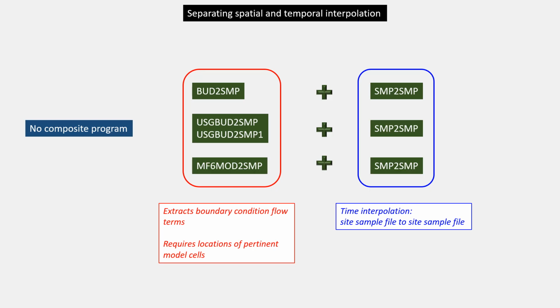If we're using ModFlow 6, MF6 mod to samp accumulates flows in user prescribed cells and writes a site sample file. Samp to samp then does the time interpolation to the times at which measurements are made.